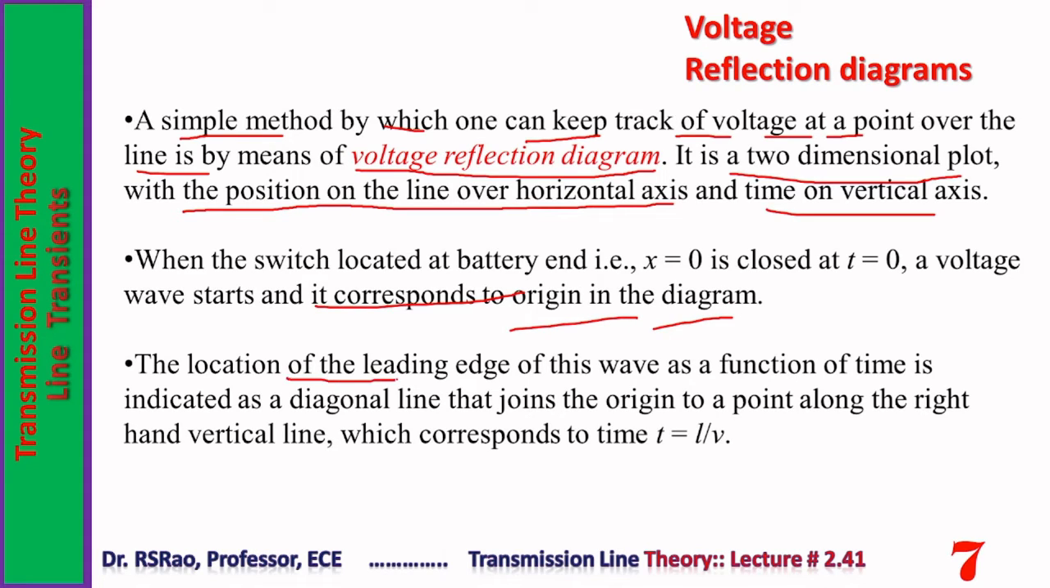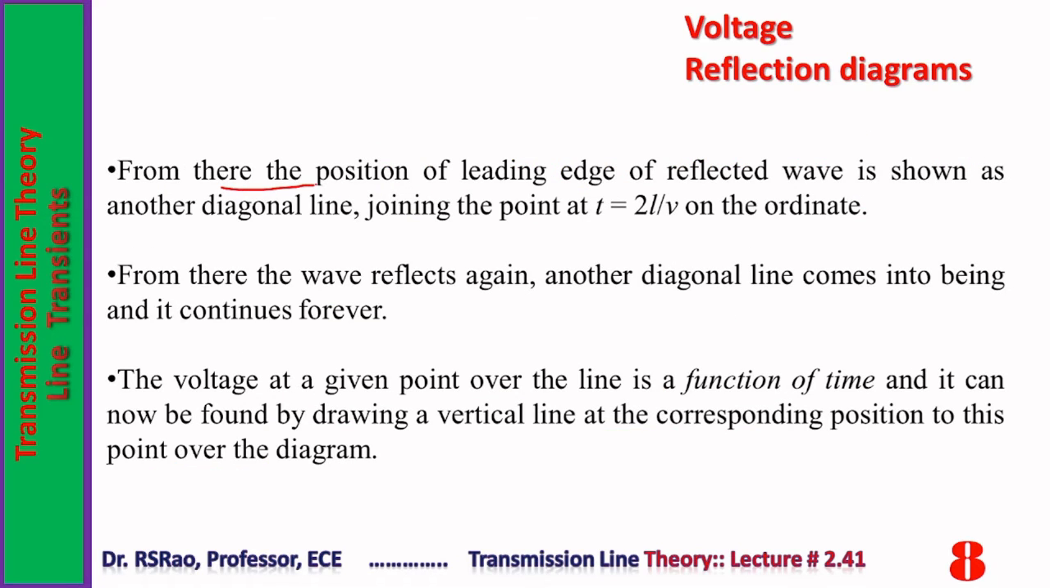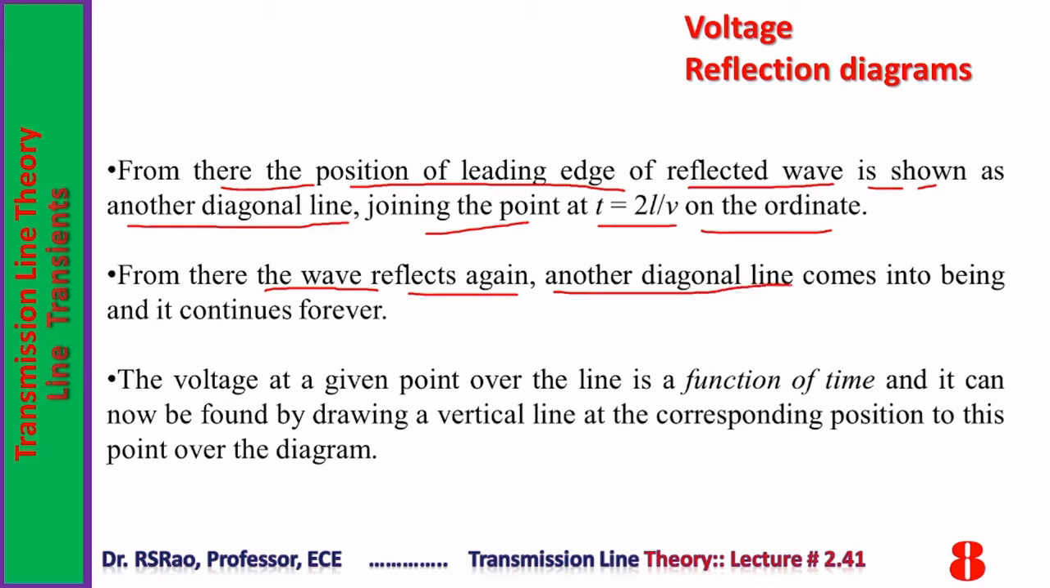The location of the leading edge of this wave as a function of time is indicated as a diagonal line that joins the origin to the point along the right hand vertical line, which corresponds to time t equal to L by V. L is length of the line, V is wave velocity. From there, the position of the leading edge of the reflected wave is shown as another diagonal line joining the point at t equal to 2L by V on the ordinate. From there, the wave reflects again, another diagonal line comes into being and it continues forever.